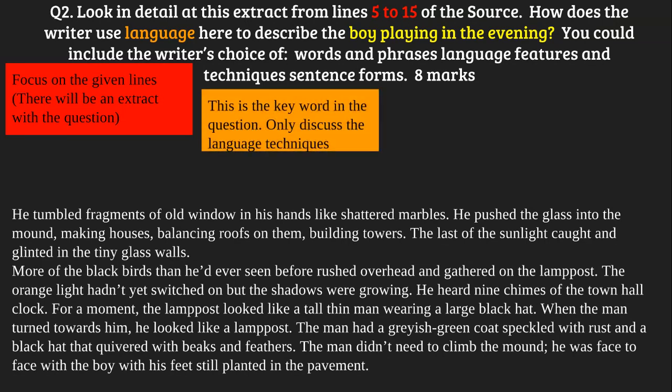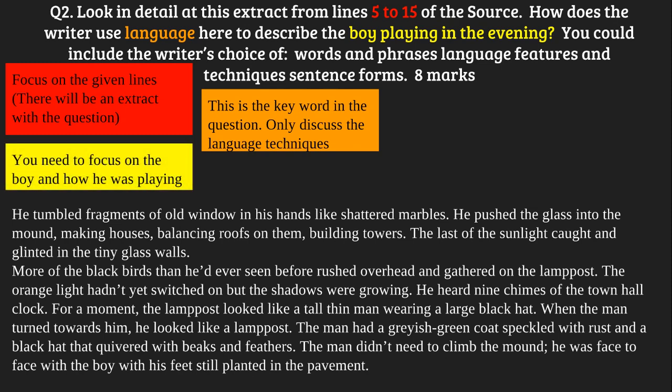Okay. So again, the key word in the question is language, because that's what it wants you to discuss. It doesn't want structural features. It doesn't want anything else. It wants you to focus only on the language techniques that the writer has used. And then the focus of your question, what you want to be focusing your answer on, is the boy and how he's playing. What is he doing? Okay. And then we make our inferences from there. So 8 marks, 10 minutes, roughly, for 2 to 3 paragraphs.